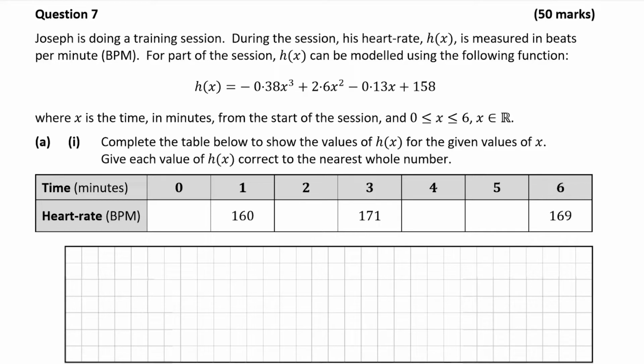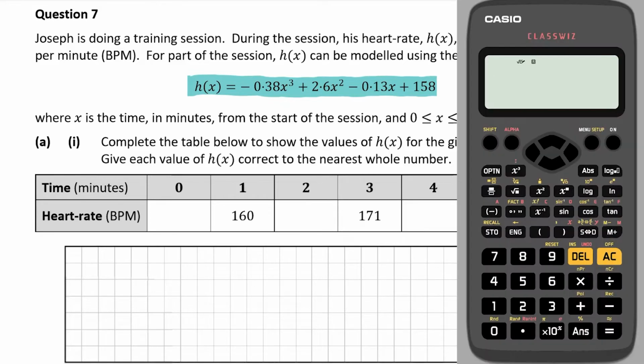Now there are two methods to do this. You can either put those values into the function up here, and the corresponding answers you get will be your heart rate at the various times. However, there is an easier way, and I would say a quicker way to do it on your calculator using the table function. If you're not familiar with this function, I recommend taking out your calculator now, and I'm going to do it on screen. As long as you have a Casio calculator, the method should be the same. The layout might be slightly different, but it's the same method.